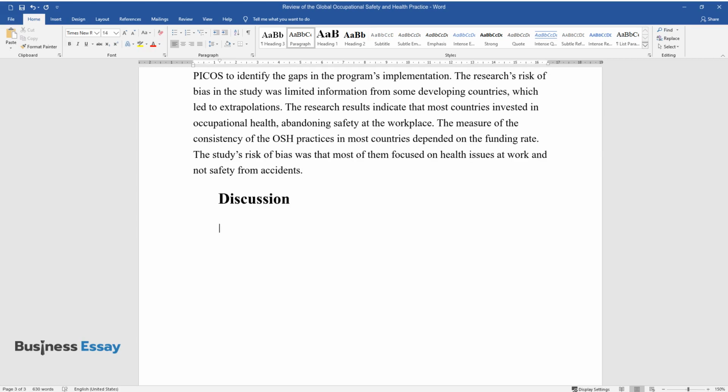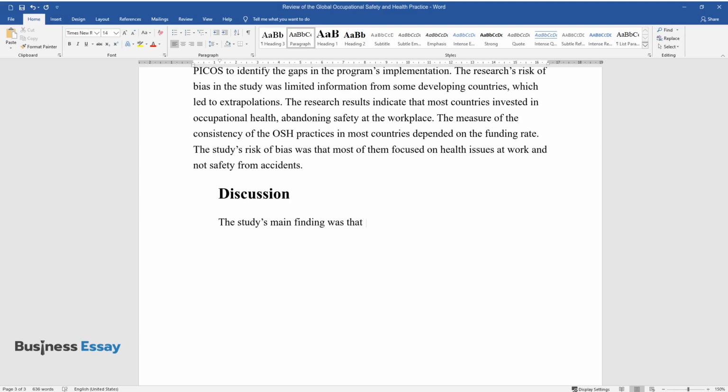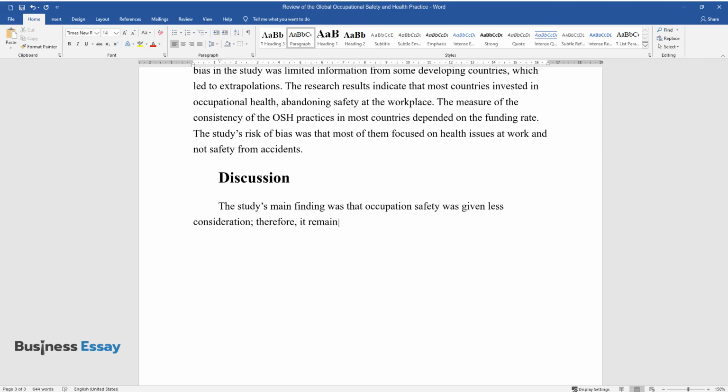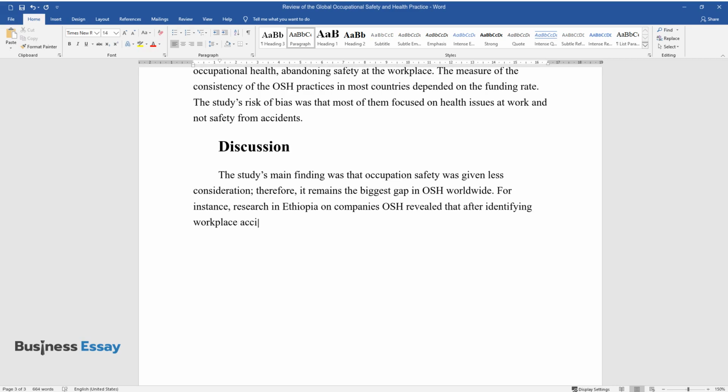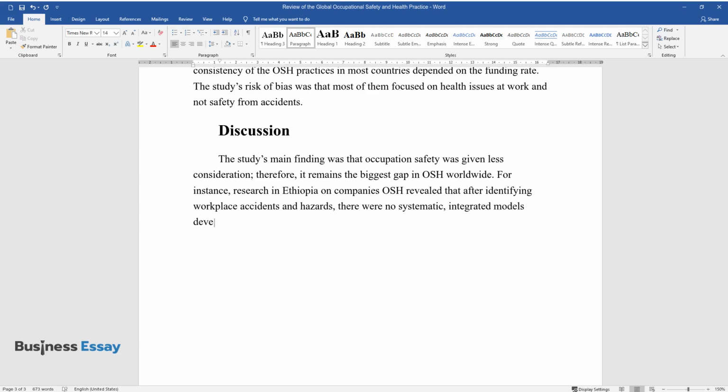Discussion. The study's main finding was that occupation safety was given less consideration, therefore, it remains the biggest gap in OSH worldwide. For instance, research in Ethiopia on companies OSH revealed that after identifying workplace accidents and hazards, there were no systematic, integrated models developed to solve workplace safety problems.